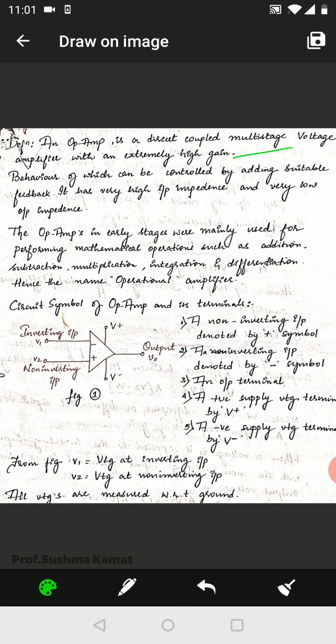We call it multi-staged because it is not just one amplifier which is involved, but there are multiple amplifiers which are connected in cascade. There are lots of voltages involved here, and that is why we call it a voltage amplifier, and this has extremely high gain. So one thing we should remember here is it is named as operational amplifier.